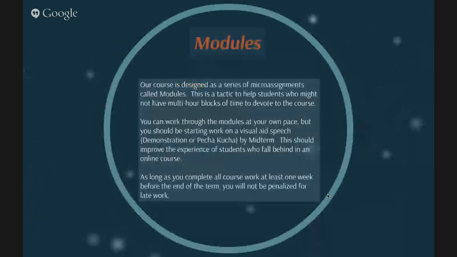So when you look at the course in Canvas, there are many different ways to view these courses. You can look at assignments, you can look at the syllabus, you can look at modules, and modules are the way that I want you to review the course. So our class is laid out in a series of micro assignments, or mini assignments, if you will.